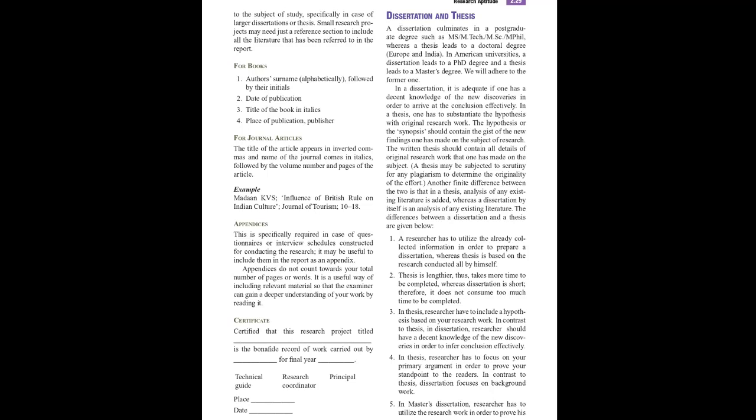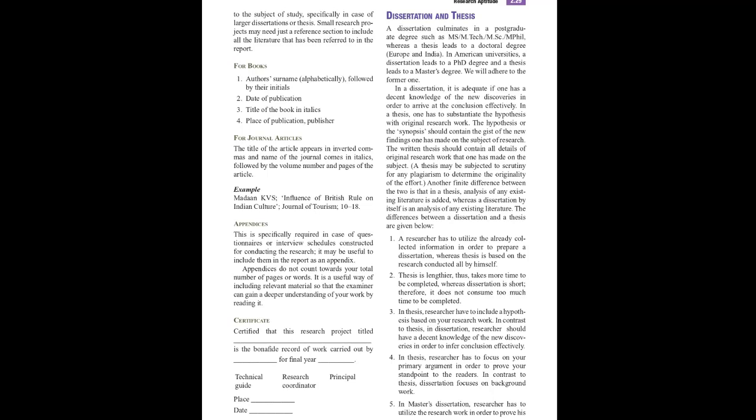Small research projects may need just a reference section to include all the literature that has been referred to in the report. For books: 1. Author's surname alphabetically, followed by their initials. 2. Date of publication. 3. Title of the book in italics. 4.